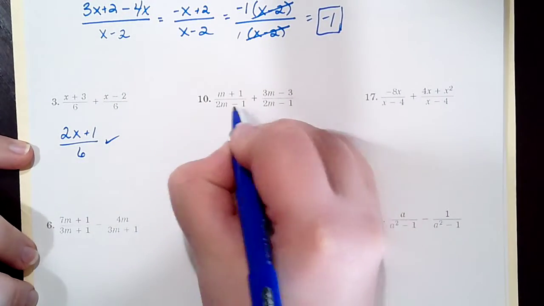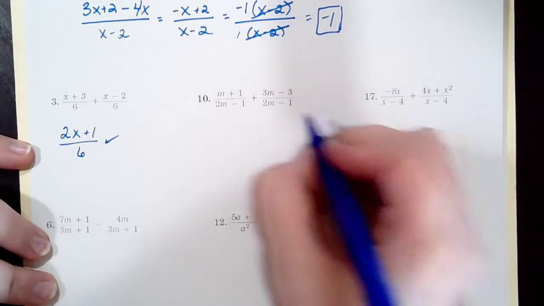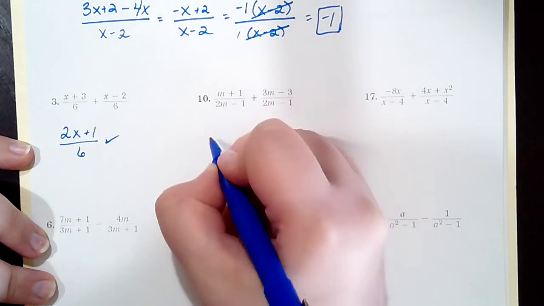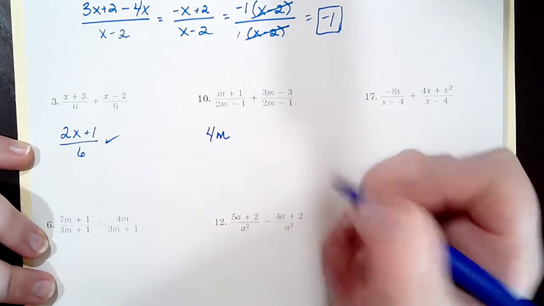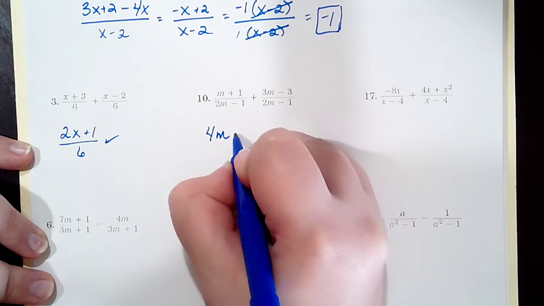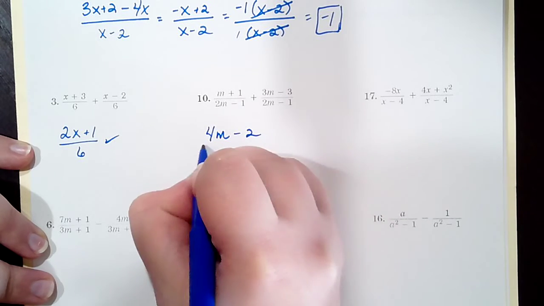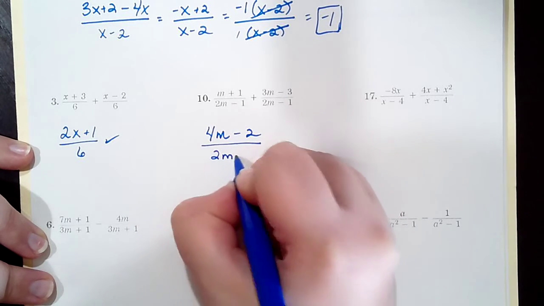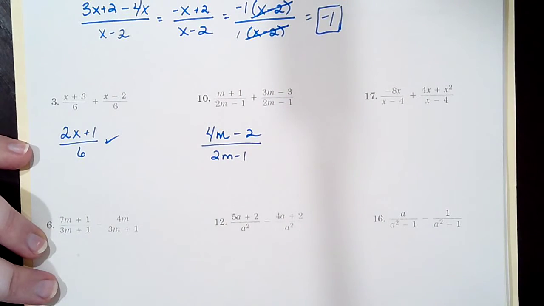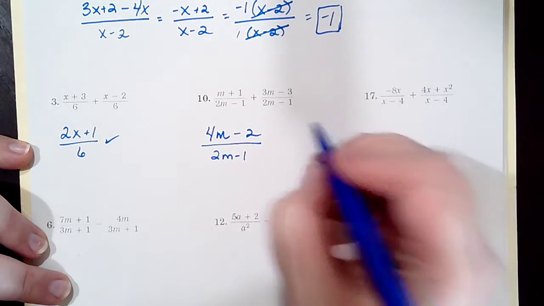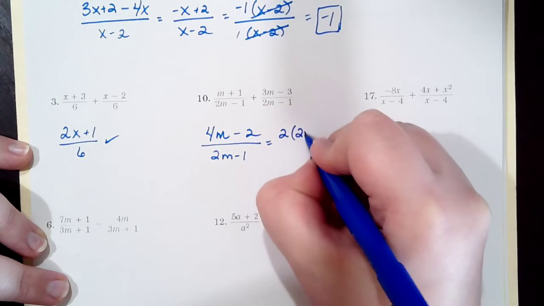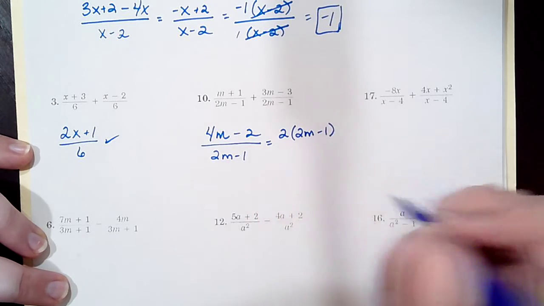Next one, I noticed they have the same denominator. We're good to go. Again, let's add like terms. m plus 3m is 4m. Plus 1 plus -3 is -2, over 2m minus 1. Can I simplify that? Well, I noticed the top two have a 2 in common, so I could try to rewrite it as 2 outside of 2m minus 1.